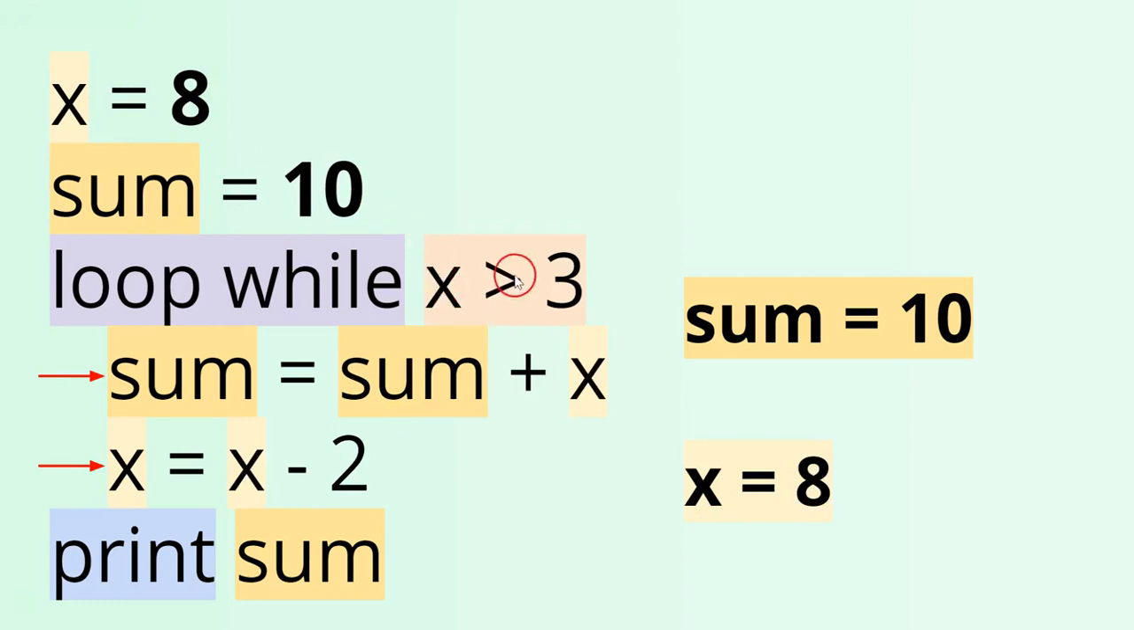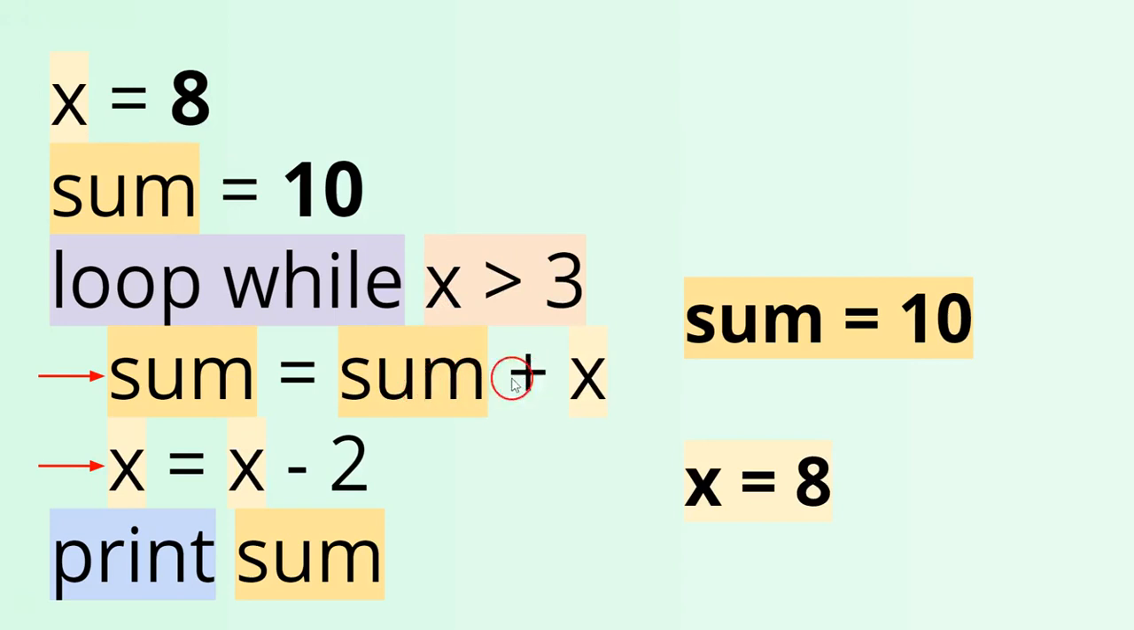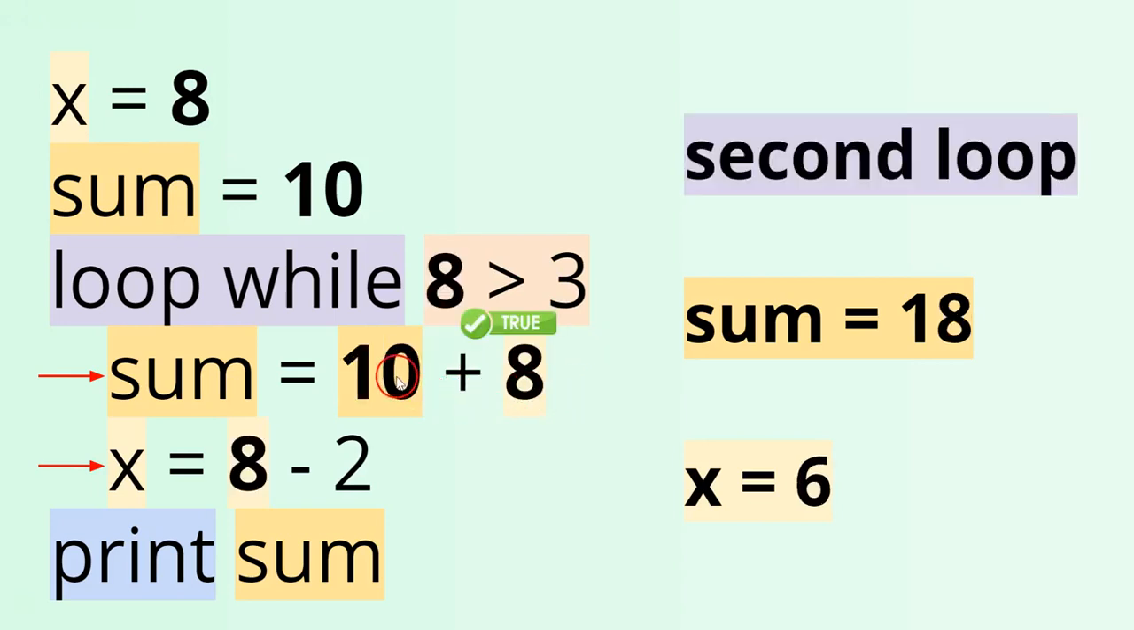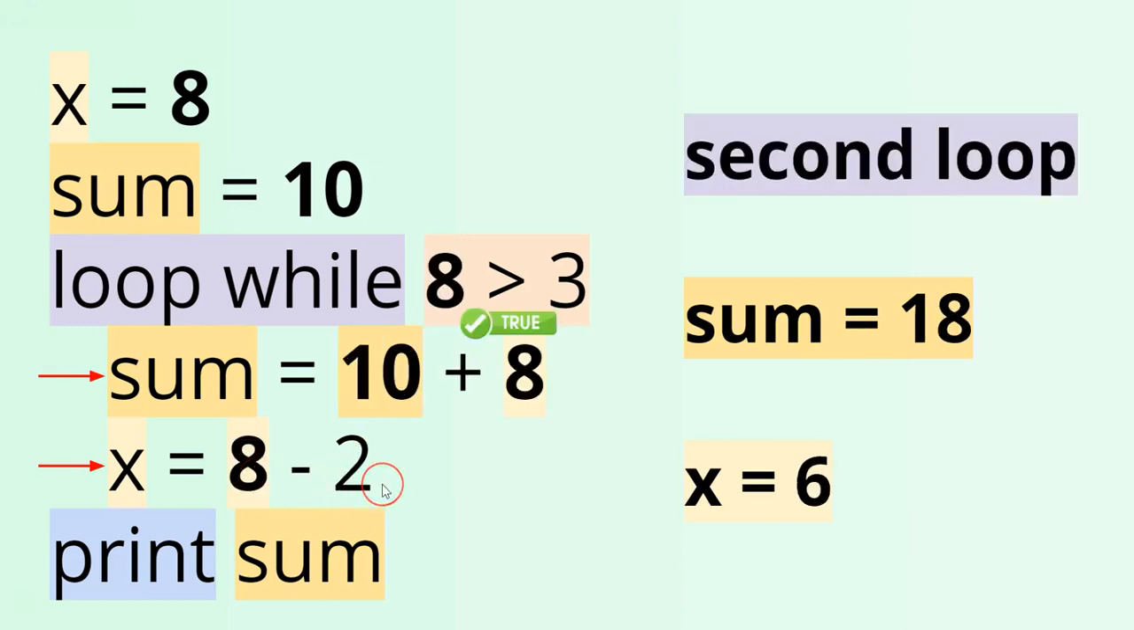Is x greater than 3? Is 8 greater than 3? Yes. So if 8 is greater than 3, we're going to go through and change all these again. Sum and x are 10 and 8 now. So that creates a sum of 18. And x minus 2 is 8 minus 2 now. That creates an x of 6. Okay? Notice we're skipping the print sum because that's not part of the loop. Remember the indentation. We're going to print sum at the end. We're not going to do it during this loop.